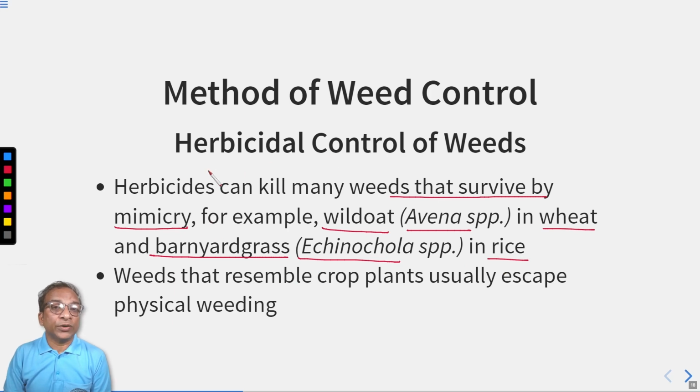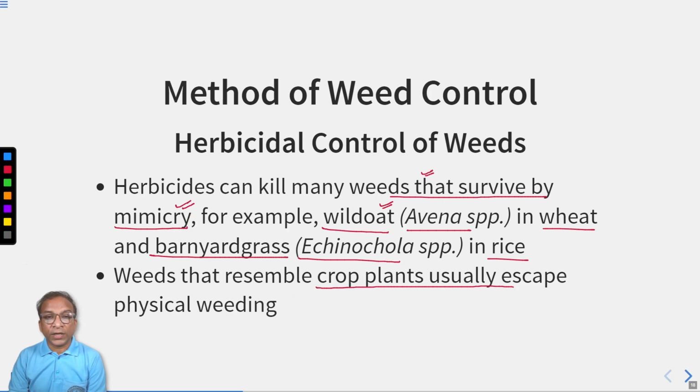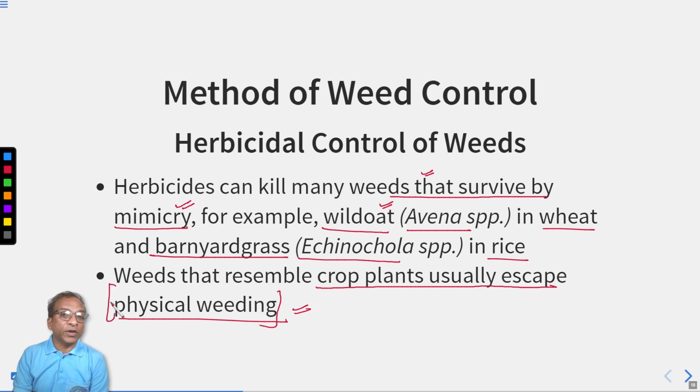So these are doing the mimicry. They look like our crop plant, but actually they are the weeds. So they are the mimicry weeds. Weeds that resemble crop plants usually escape physical weeding. So this is one of the drawbacks of the physical method.